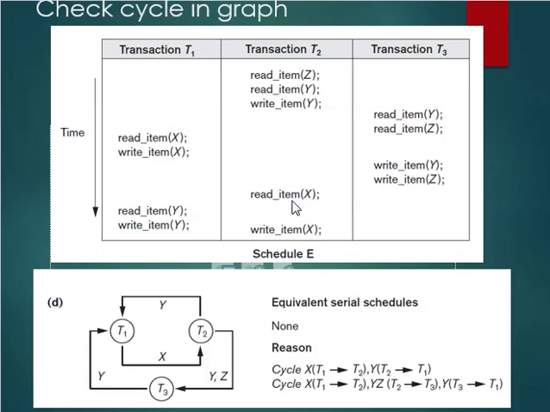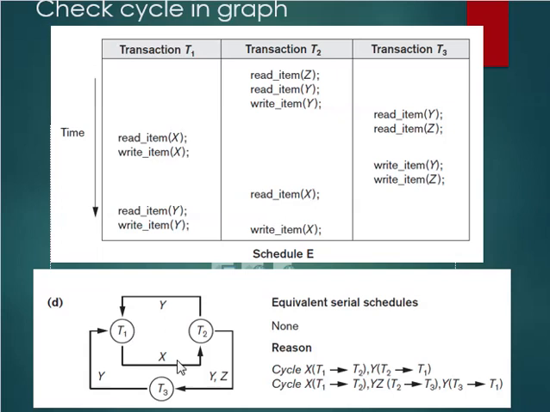The next operation is read item x in transaction T2. It's not making any conflict. The next items are read item y, then write item y, and write item x. Here you can see there is no conflict among those operations, so no need to draw the edge again. And even if there is a conflict, we have to check whether the edge is already plotted or not.